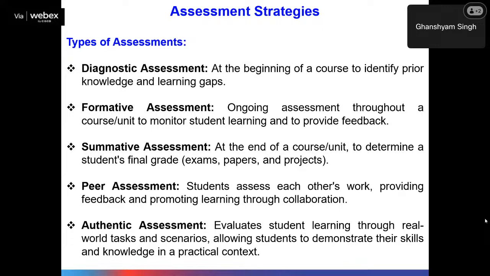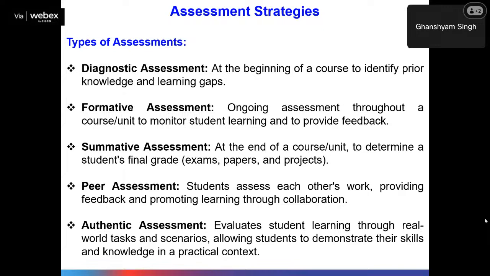Now, after implementing these things, we need to have some assessment strategies, and the types of assessments we usually follow at our universities. I'm sure you must all be following these too, like diagnostic assessment, which is at the beginning of a course to identify prior knowledge and learning gaps. Like before I start any course in my class, usually on the first day, you start talking with the students and check their prior knowledge and learning gaps for a particular field.